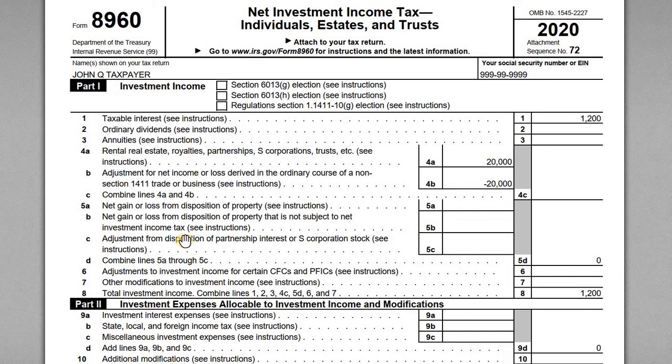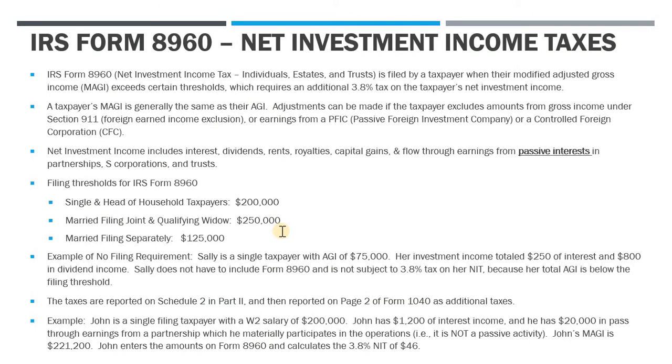Okay, for this video, we're going to cover the net investment income tax and specifically the IRS Form 8960 that is to be included with your Form 1040 tax return. So I've got a sample form in front of us that we'll go through with the return, and then a slide here that covers the rules and some examples that we'll look at when we reference the actual form itself.